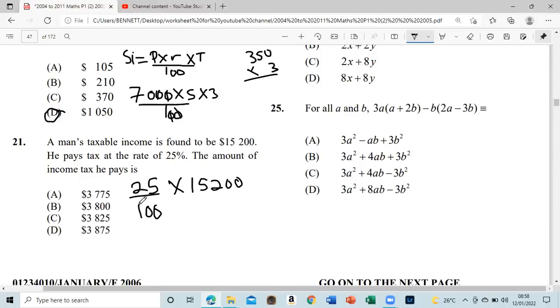All right, so 15, 4. 4 into 15, that's 3, leave 3. So this leaves 8, then 0, 0. All right, so it's 3,800.